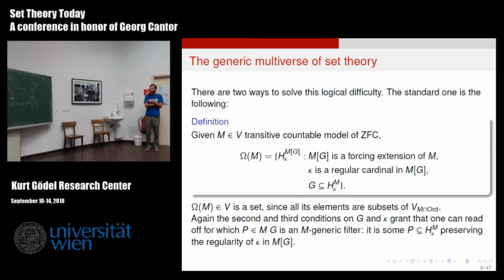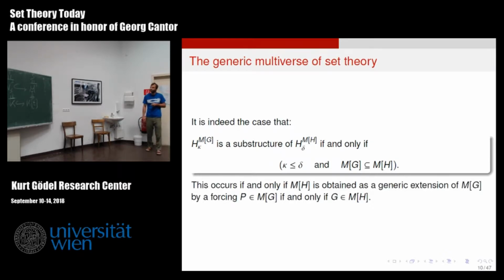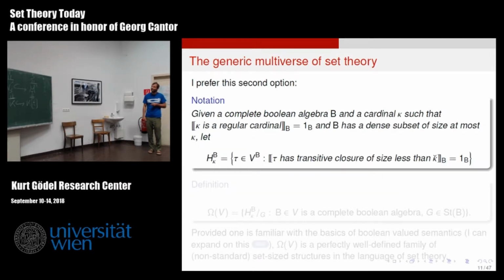And everything works well. But what I want to do is not strictly necessary, but okay, and another observation is that you have this fact that H kappa of M_G is a substructure of H delta of M_H if and only if kappa is less or equal than delta, and M_H is a generic extension of M_G.